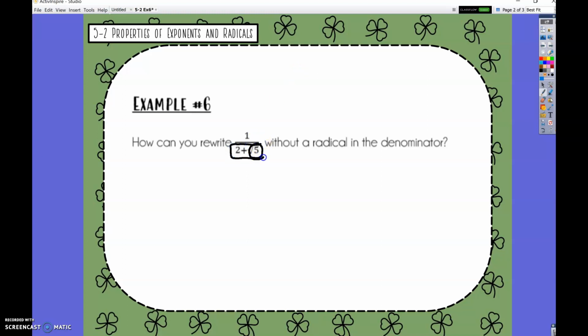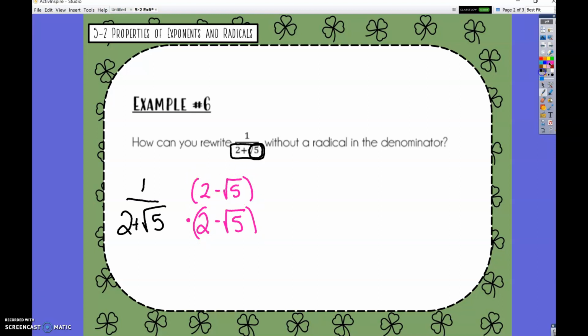I don't like this radical in the denominator, but I can't just throw it away or subtract root 5. This bottom piece is a unit. So I'm going to take 1 over 2 plus root 5, and I'm going to multiply that denominator by its conjugate. So I'm going to multiply by 2 minus root 5 on the bottom, but whatever I do to the bottom, I have to do to the top. So we still need to follow the rules. Let's put parentheses around both of these.